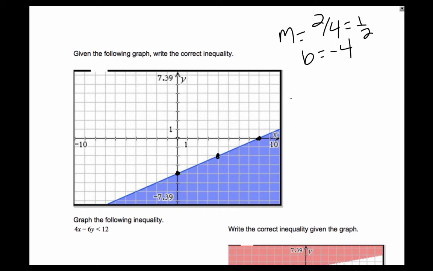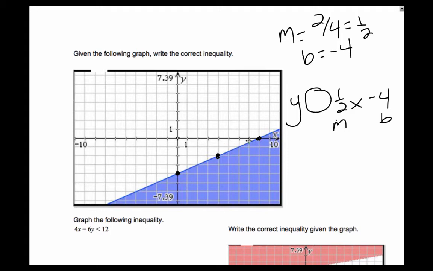Okay, so I know that I'm going to have y, and then I'm going to have some inequality symbol, and then I'm going to have 1/2 x minus 4. Again, this is my m, and this is my b. Okay, now what is the inequality symbol? Well, what is my line? Is it a dotted or a solid line?